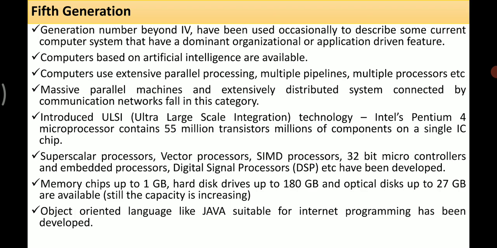Microchips are up to 1 GB, your hard disks are up to about 180 GB, and your optical disks are up to 27 GB. Nowadays you can see hard disks of 1 tera, 2 tera, 3 tera, like that. So the capacity of memory chips is increasing day by day. There are also object-oriented languages like Java, which is mainly suitable for internet programming. Java is a high level language, and it was introduced.